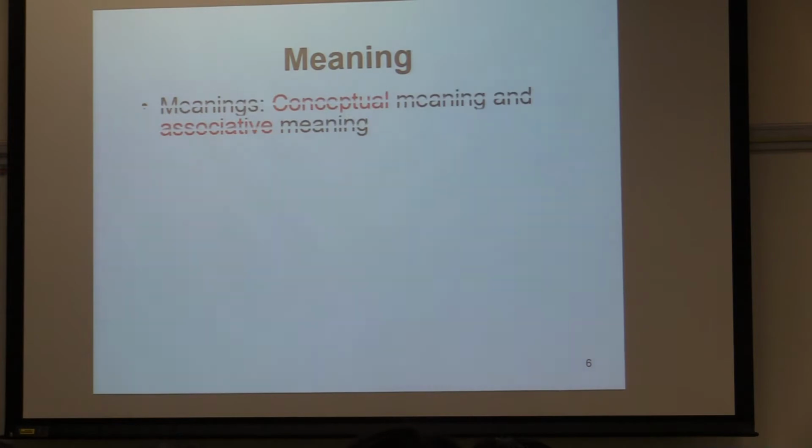Before we talk about denotation and connotation, we have to talk about two types of meanings, conceptual meaning and associative meaning. But you can guess what they mean. Conceptual comes from concept. Can you associate conceptual meaning and associative meaning with denotation and connotation? That's right. Conceptual meaning means denotation, and associative meaning means connotation. More or less, they mean the same thing.